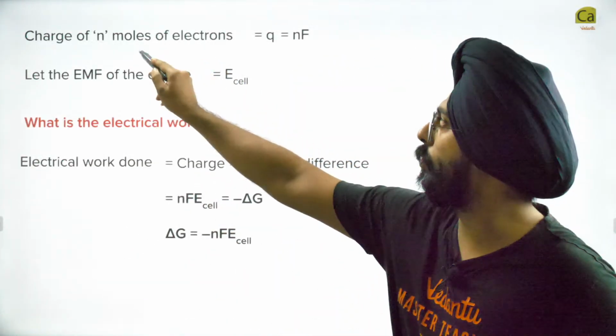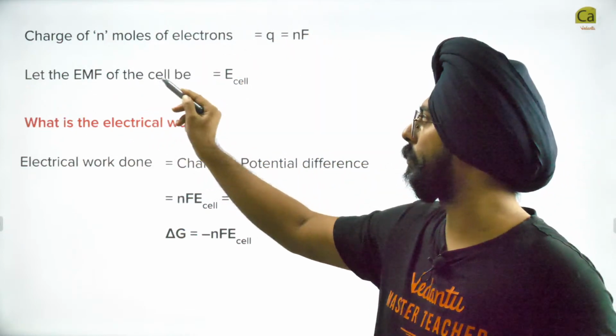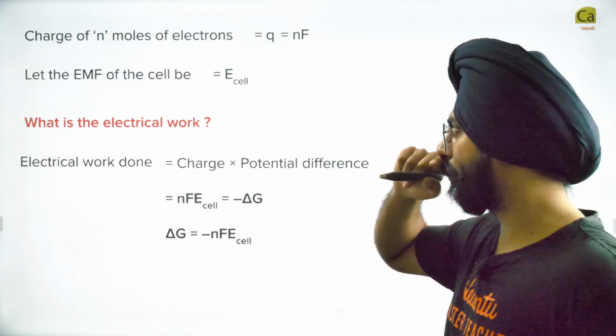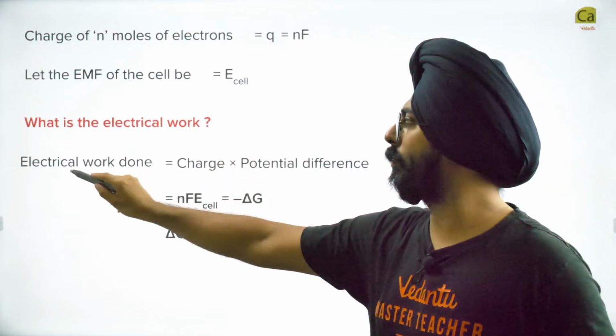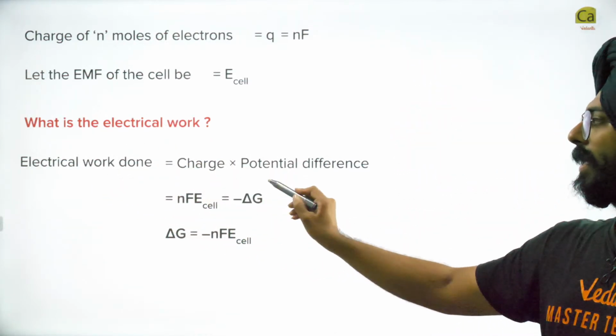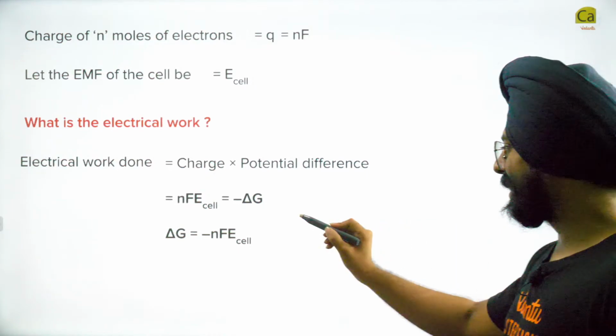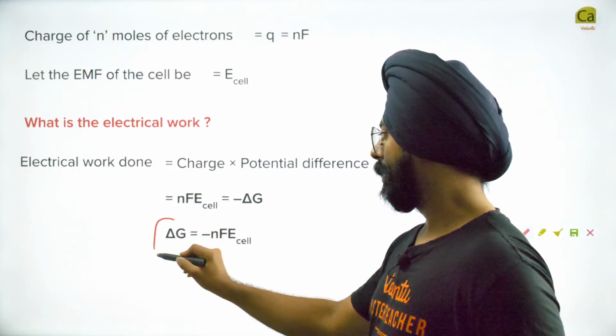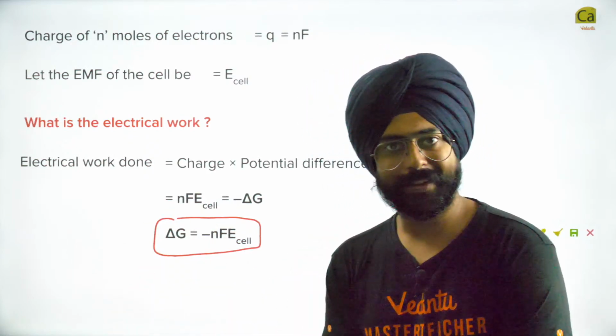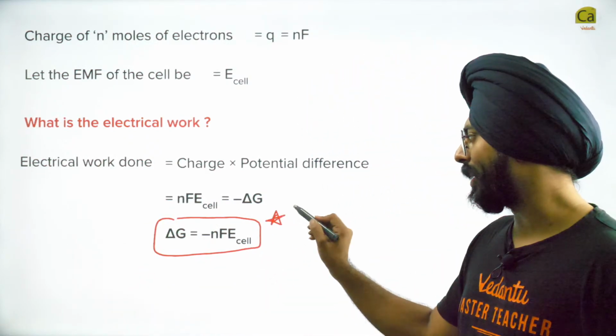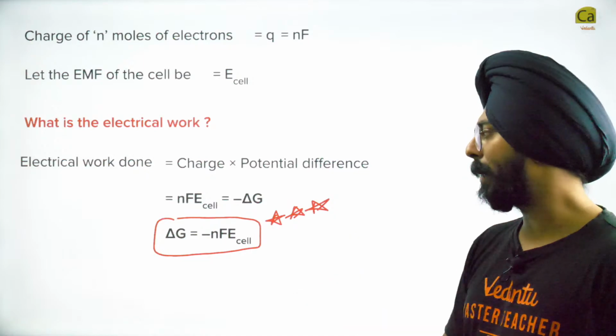So let me open this page for you. Let n moles of electrons be there, Q equals to NF. Let the EMF of the cell be E. What is the electrical work? NFE, and that is equal to minus of delta G. Delta G is equal to minus NFE cell. This is exactly what we've understood on the previous page. This particular equation is very, very, very important.